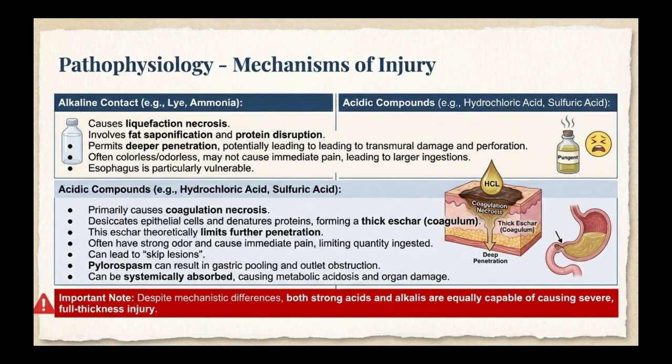Grade 1 injuries, characterized by edema and hyperemia, do not progress to strictures. Grade 2A injuries, which are non-circumferential superficial ulcers, rarely form strictures, while grade 2B injuries, described as circumferential deep ulcers, develop strictures in up to 75% of cases. Grade 3 injuries, involving transmural involvement with deep necrosis, result in strictures in up to 90% of cases.